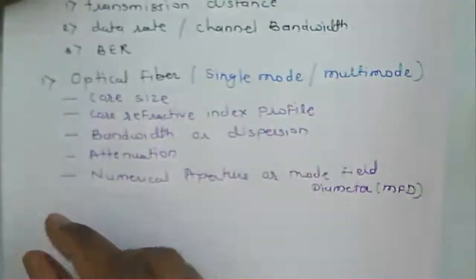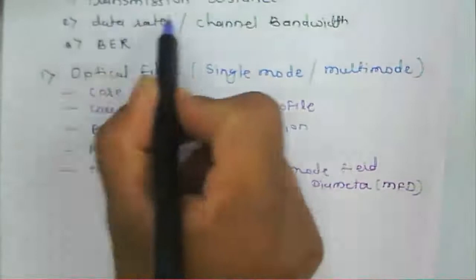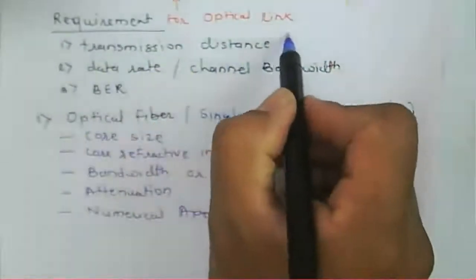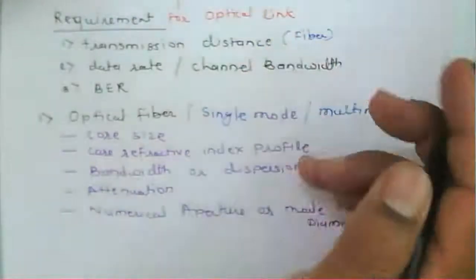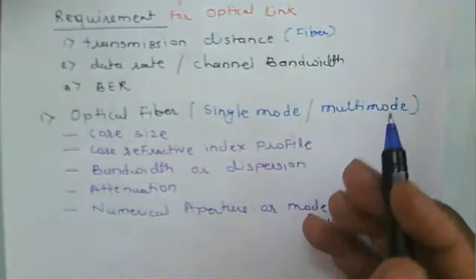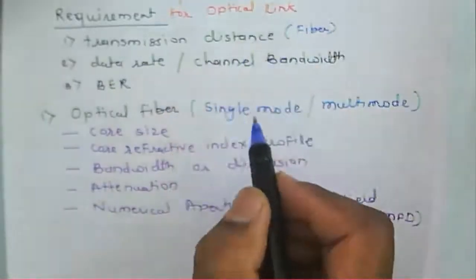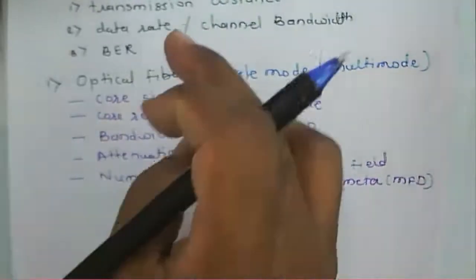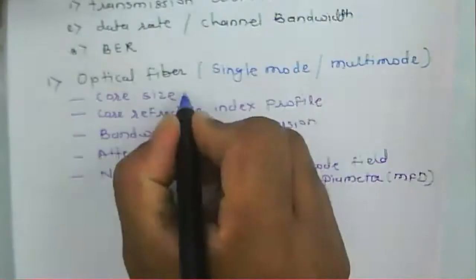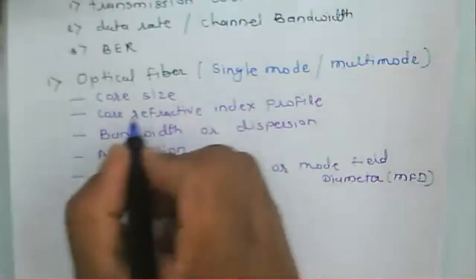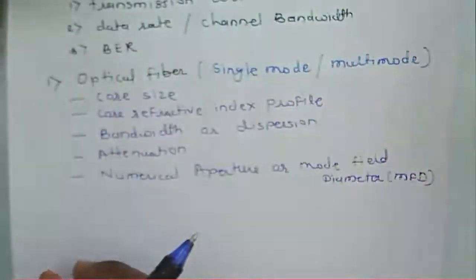Now if you see all these components, the system requirement is about the transmission distance, and that transmission distance belongs to your fiber, because for a given fiber, the attenuation or distortion depends upon the length of the fiber. So for transmission distance we need to see what type of fiber we are using in the design. That's why core size is an important factor, and all other factors, attenuation, numerical aperture, again relate to your transmission distance.